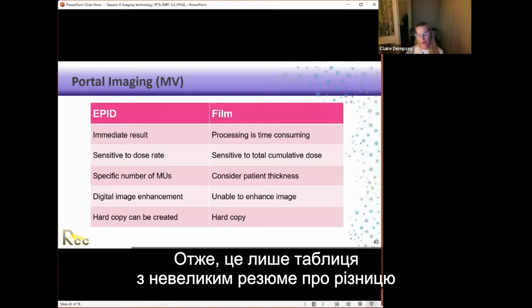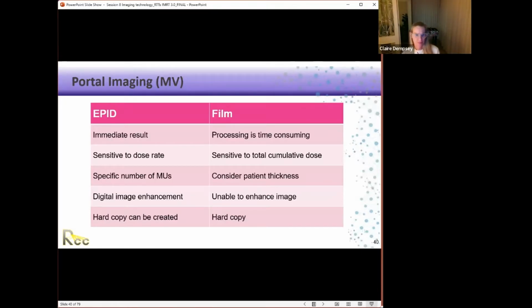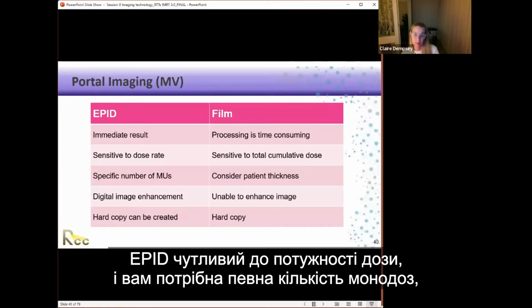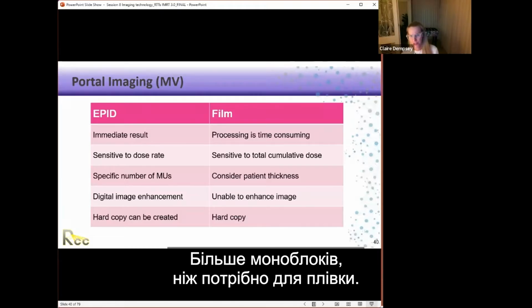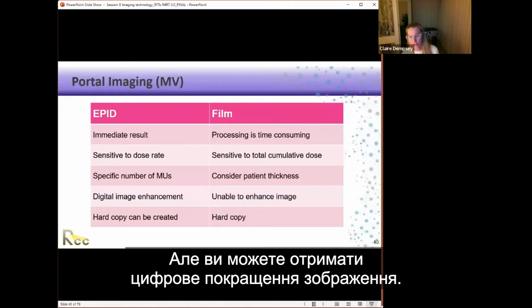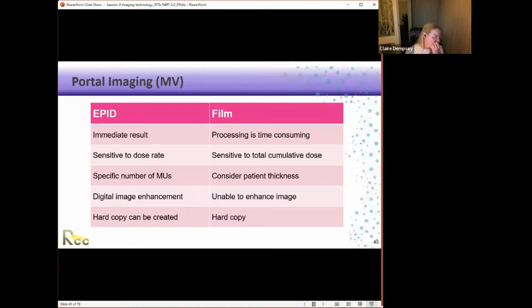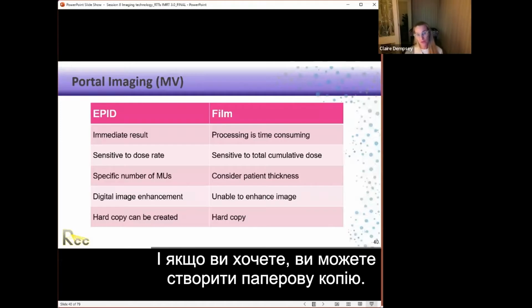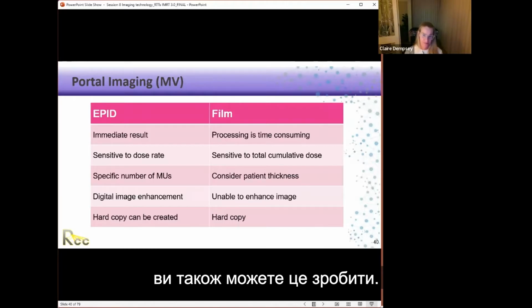So this is just a table with a little bit of a summary about the difference between EPID imaging and film imaging for MV. So EPID, obviously, you get an immediate result. EPID is sensitive to dose rate, and you need a specific number of monitor units to create a good image on your EPID. More monitor units than you need for film. But you can get digital image enhancement. So if you have artifacts or your image quality isn't great, there are ways you can enhance the image. And if you want to, you can create a hard copy. So if you want to have paper copies with your patient file, you can also do that.